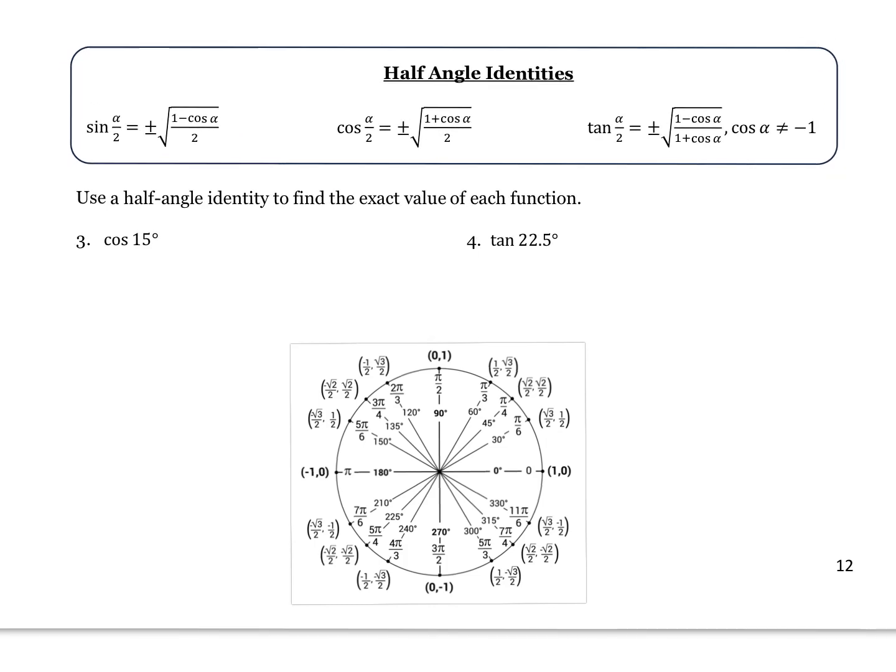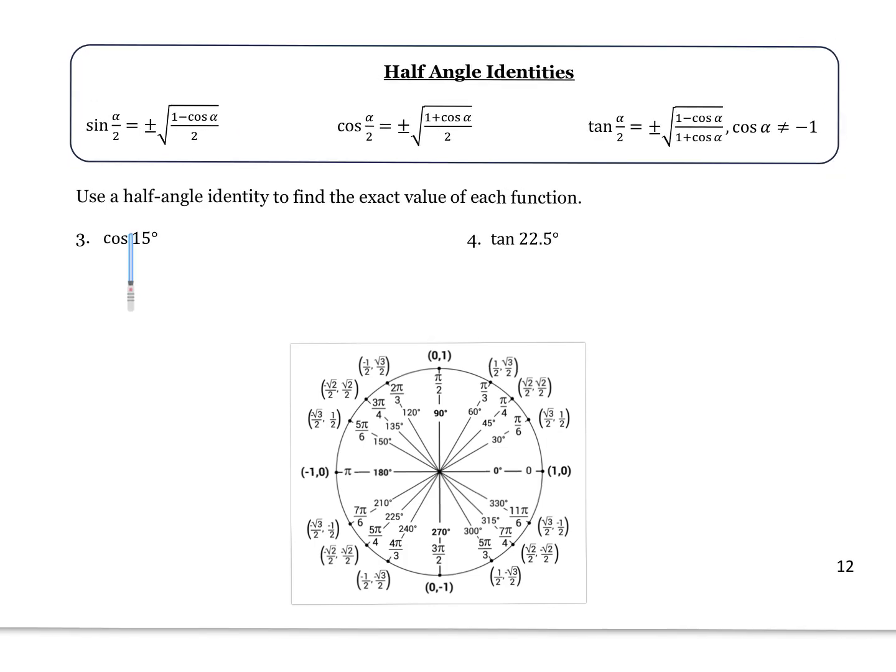So now we're talking half angle identities. If they want the cosine of 15 degrees, do you agree 15 degrees is not on my unit circle? But is there some angle on my unit circle that if I divide it by 2 gets me 15? You agree 30 divided by 2 gets me 15.